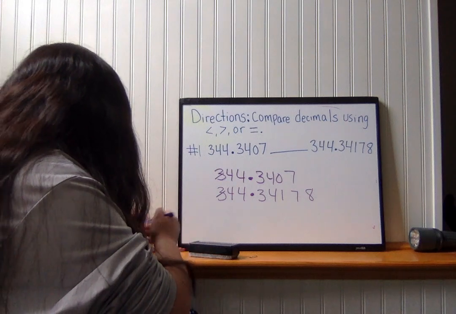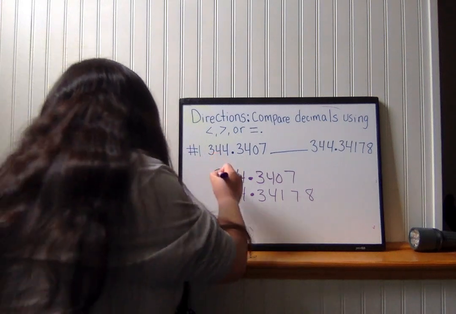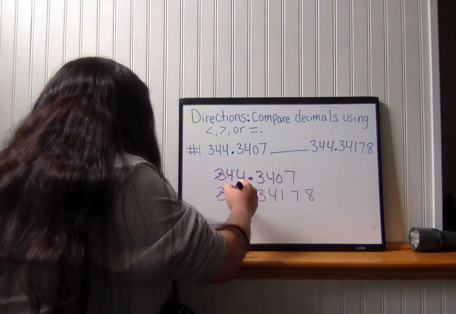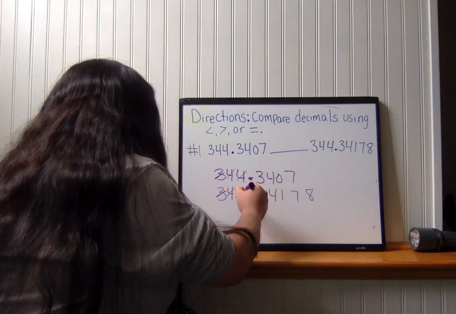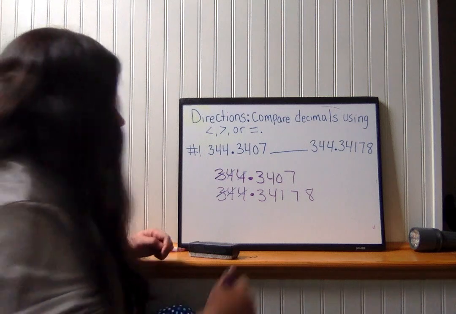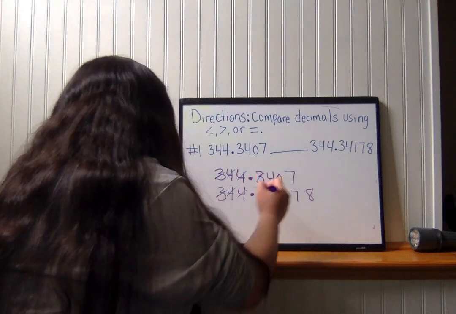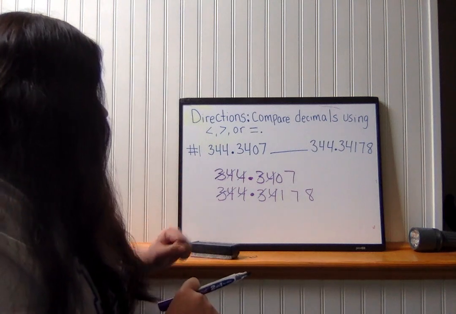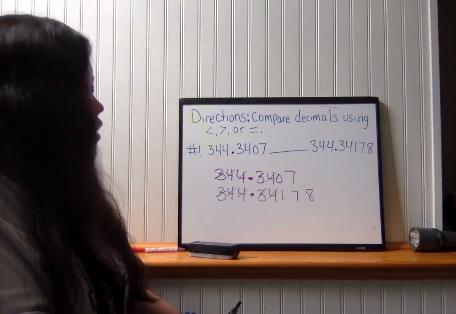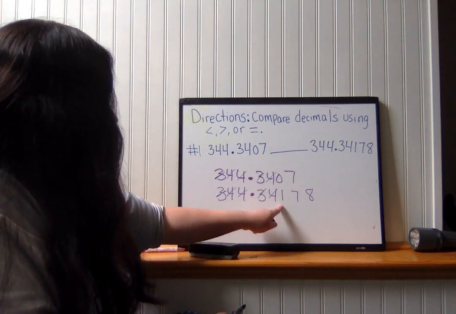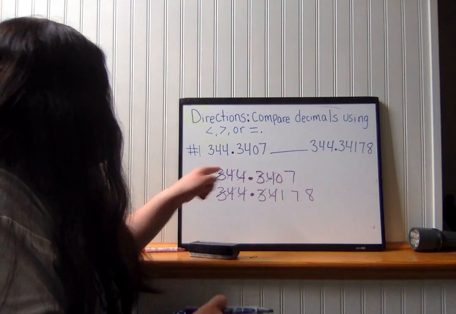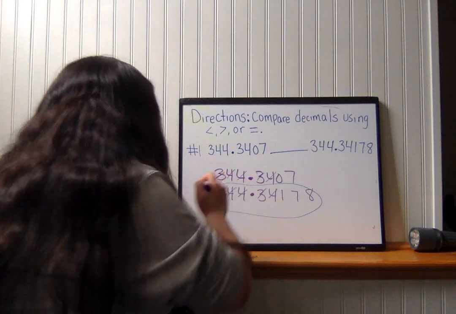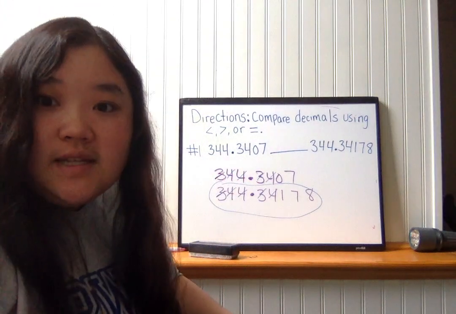Here, let me do it in a different color. 4 and 4 are the same. I can cross that off. 4 and 4 are the same. I can cross that off. 3 and 3 are the same. Cross that off. 4 and 4 are the same. Wait a minute. There's a 0 and a 1. Well, I know that 1 is greater than 0. So I know that this decimal here is the bigger decimal.